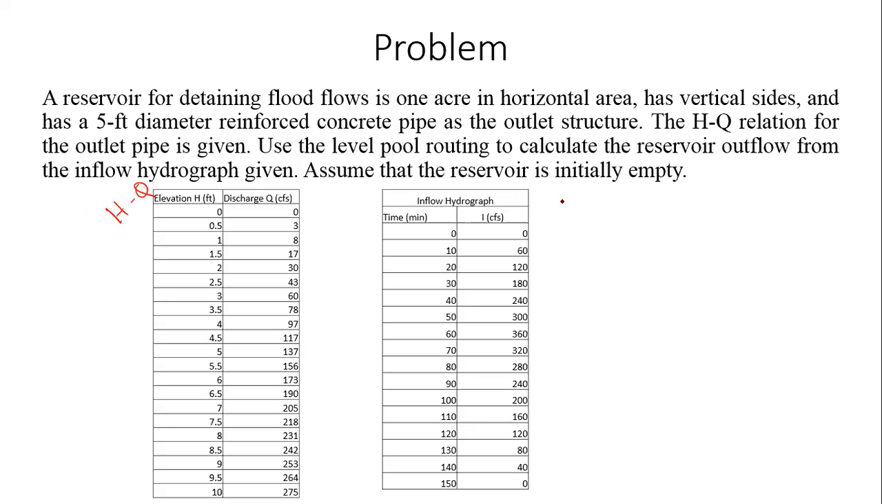This is the inflow hydrograph. As a function of time, what is the inflow, in these units that you see, CFS? CFS is simply cubic feet per second. This is something that you need to be aware of. CMS is meter cube per second. Sometimes it's also written as cu m per second, cubic meters per second.